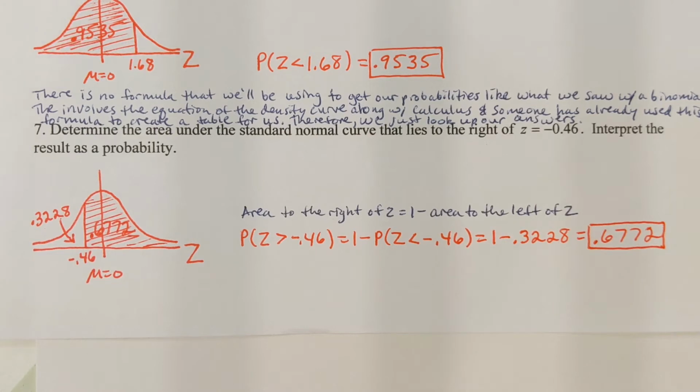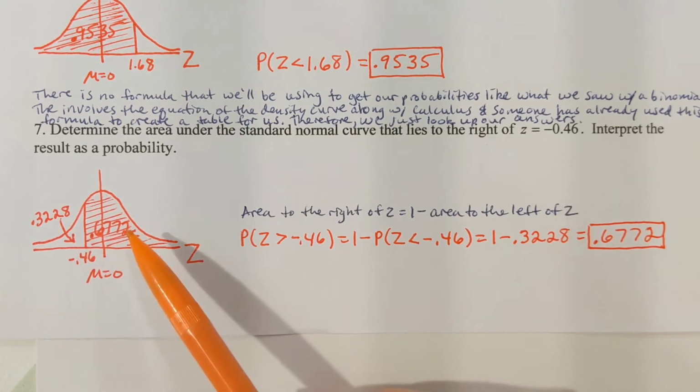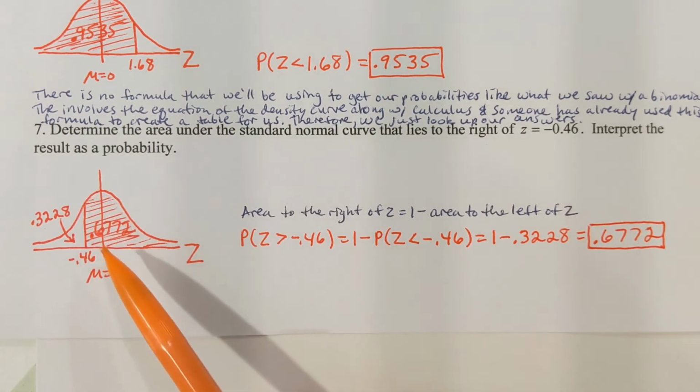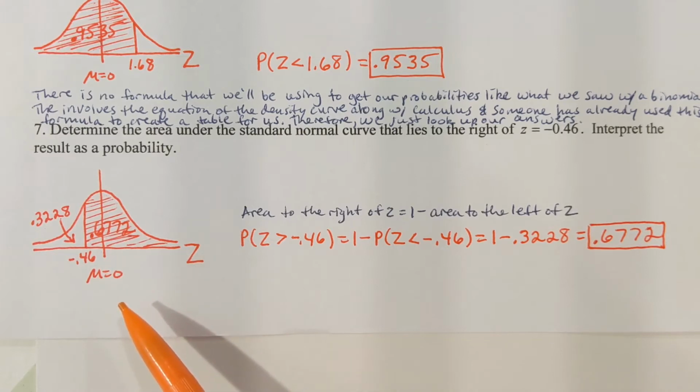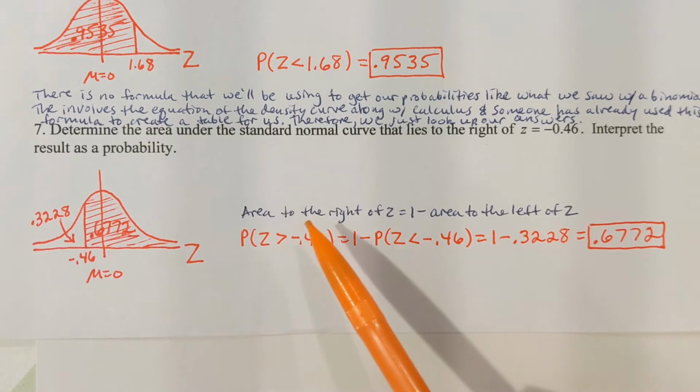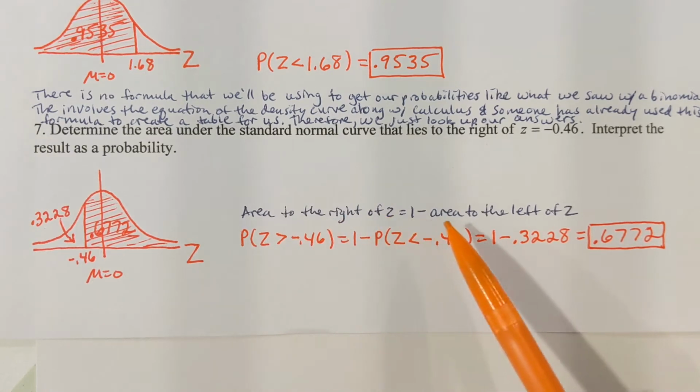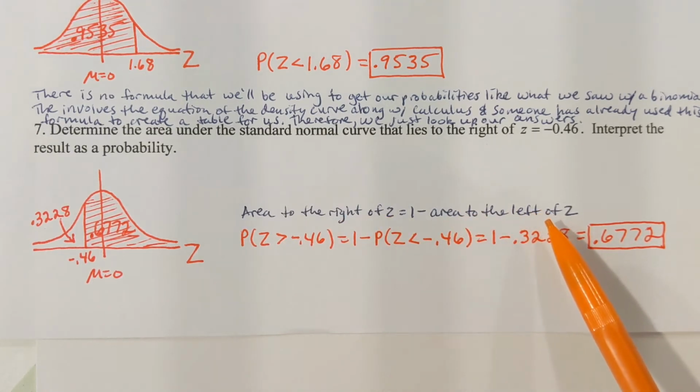So if I were to find the area to the left of negative 0.46 using the table, and then subtract that number from 1, I'll be able to get the area that would be to the right of that z-score. Okay, so I'll be using the complement rule. In general, to find the area to the right of a z-score, you're going to take 1 minus the area to the left of the z-score. All right, let's go to the table.